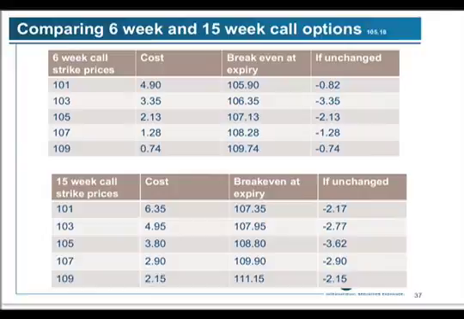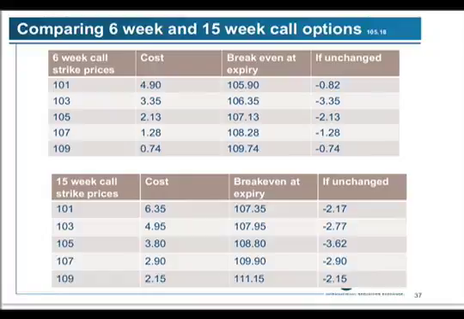So let's go back to comparing 6-week and 15-week options. And this is something you could do tonight, tomorrow, whatever. You could break down an options chain into many different columns, such as cost, your break-even at expiration, and what happens if the market stays unchanged. You'll notice here that if it's unchanged, I actually lose very little in the in-the-money option, lose more at the 103 level, and then the 105.